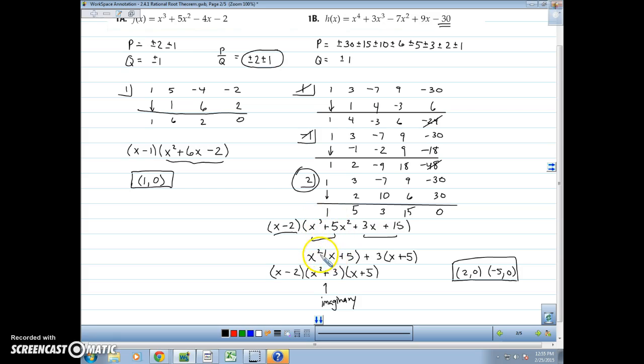So I factored x squared out of the first 2 terms, and I factored 3 out of the second 2 terms, and I noticed that I got x plus 5 and x plus 5, which I factored out, leaving x squared plus 3. Now my zeros for x squared plus 3 are imaginary, so those don't get included in my list of rational zeros. Instead, I've got the 2 I started with, and I found another one, negative 5. So those are my only 2 rational zeros, (2, 0) and (negative 5, 0).